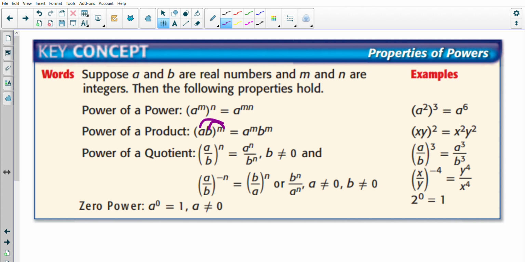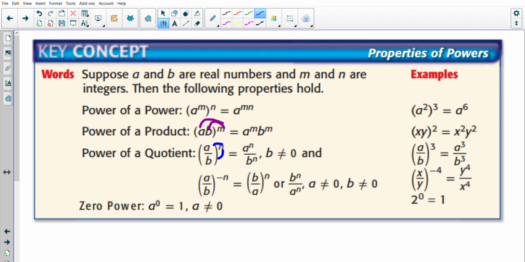The quotient is kind of the same thing. A over b to the n power, that exponent again just gets distributed to both. It becomes a to the n over b to the n. And then if it's a negative, it can just flip the whole fraction.